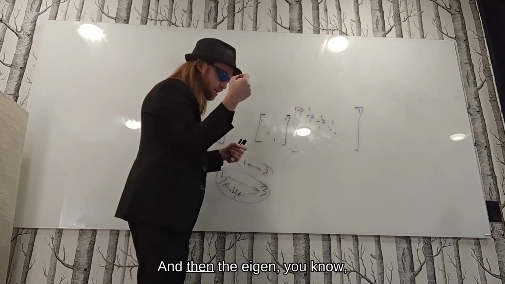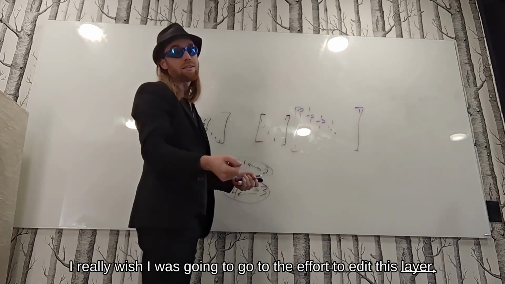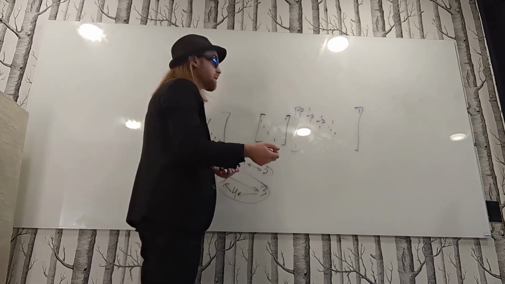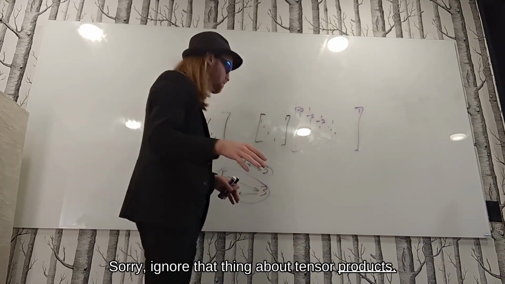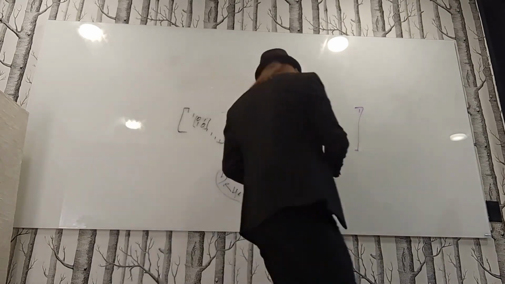So a tensor product of that 2x2, you'll be just sort of appending to each other. I really wish I was going to go to the effort to edit this later, but I'm probably not going to edit this later. Sorry. Ignore that thing about tensor products. The thing you're going to do is append the two.